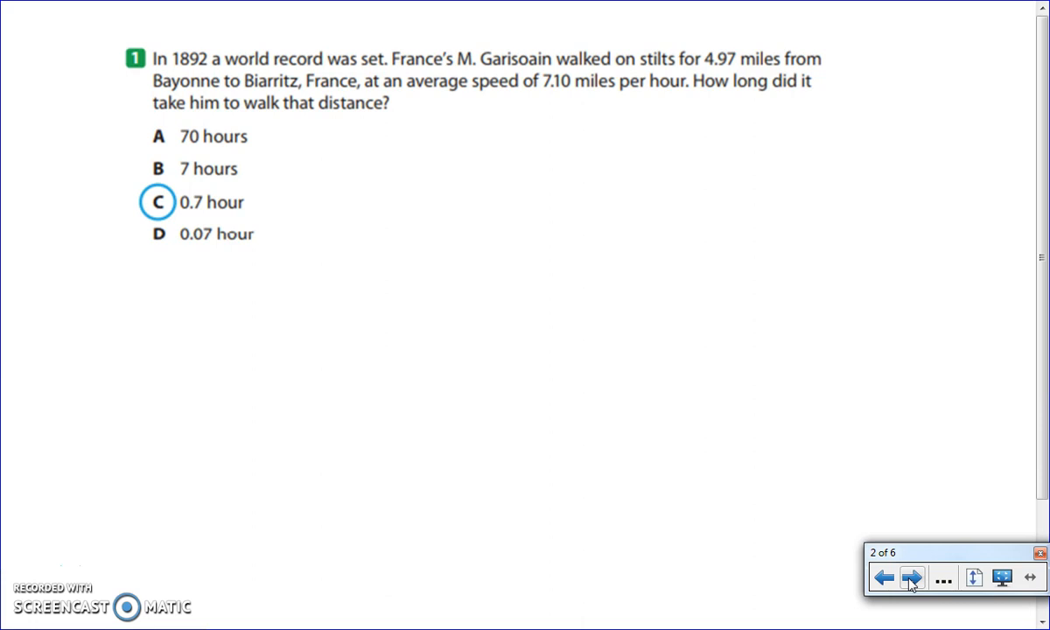Well, I know that if he walked for about 5 miles, and he could walk about 7 miles in 1 hour, then I know that he was definitely walking for less than an hour. So I know for sure that choice A and choice B are out. I know that my solution should be less than 1 hour because in 1 hour he could walk 7 miles, but he only made it 5 miles. I hope that makes sense.